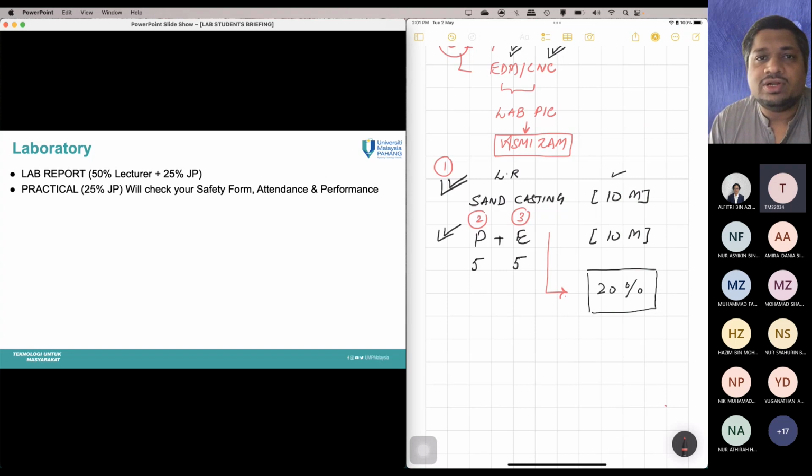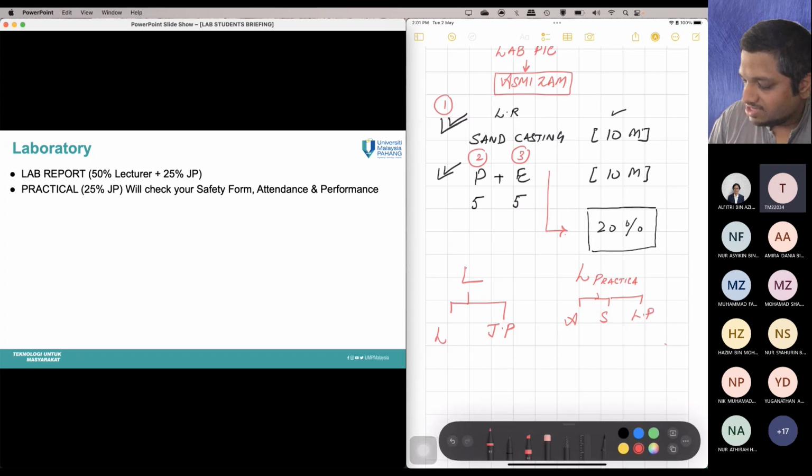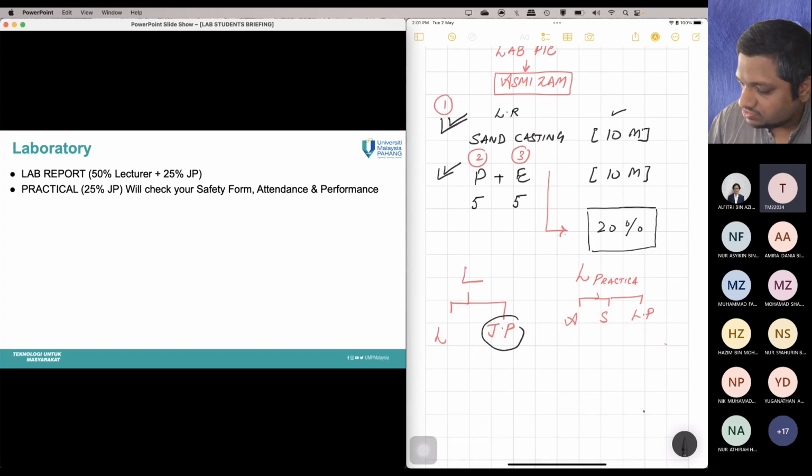So how is the lab report evaluated, and who is going to evaluate it? The lab report will be evaluated by the lecturer and the JP, and your lab practical, which includes your attendance, your safety, and your lab behavior or lab performance, will be evaluated by JP.